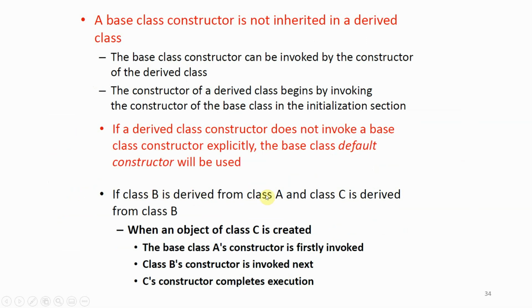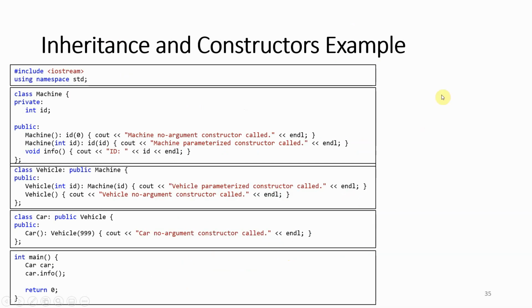If class B is derived from class A and class C is derived from class B, so you have A, B, and C, then the constructor calls are going to go from top to the bottom: the constructor of A, B, and C. When an object of class C is created, the base class A's constructor is firstly invoked, then B's constructor, then C's constructor. So you remember the constructor calls are always from top to the bottom, from grandparent to the grandchildren.